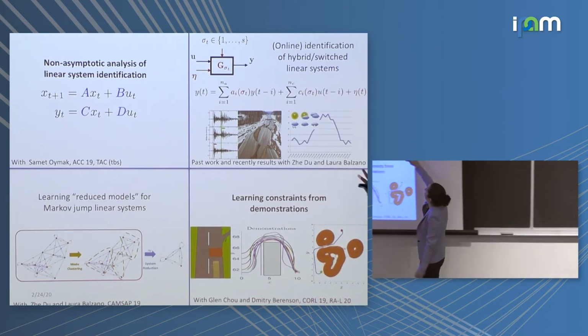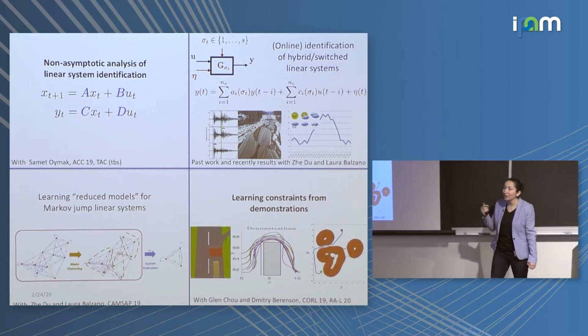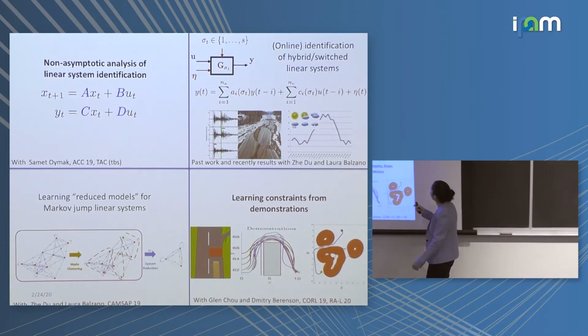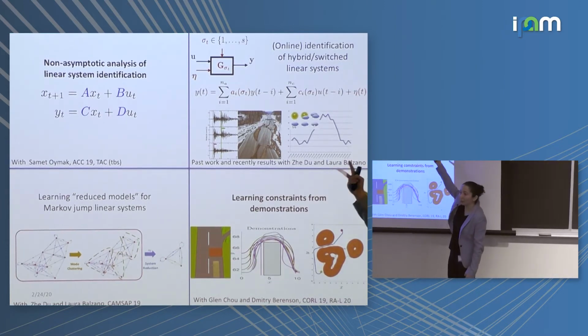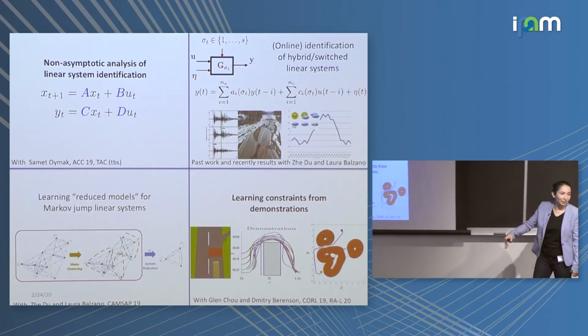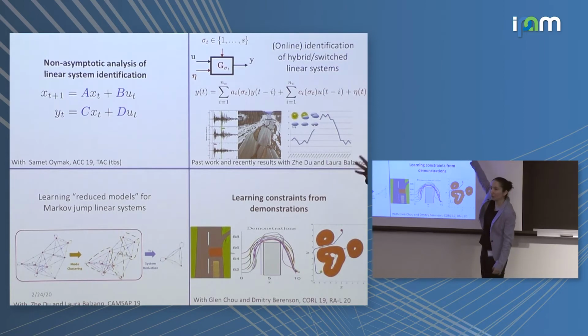I did quite a bit of work on identification or learning of hybrid and switched linear systems. These are, again, linear models, but they switch mode in time. So that was my PhD thesis. And we still keep working on variants of that. So we were doing it batch. Now we are looking into doing it more online.